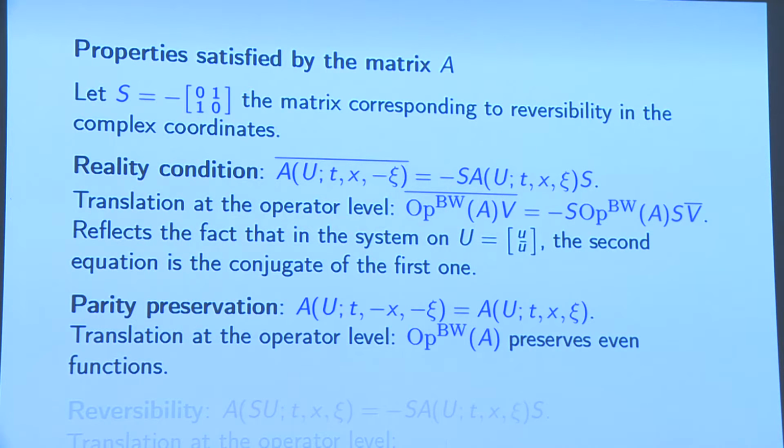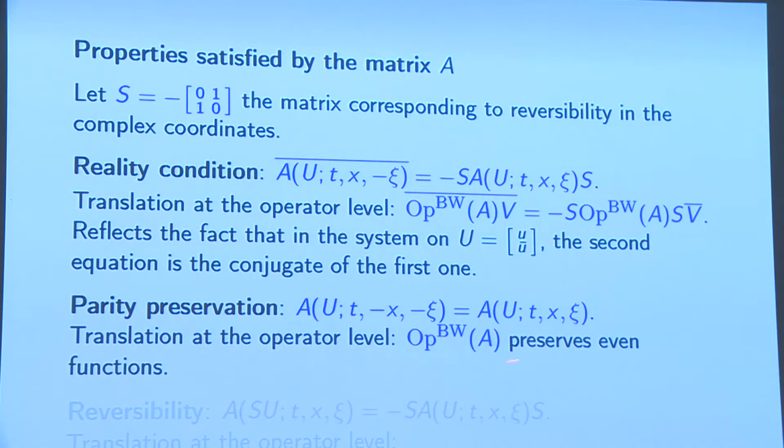The second property satisfied by the matrix A is that A of u, t, minus x, minus xi is equal to A of u, t, x, xi. And this means that the associated operator, in particular, preserves even functions, which is a property we need since we shall be working with even functions.